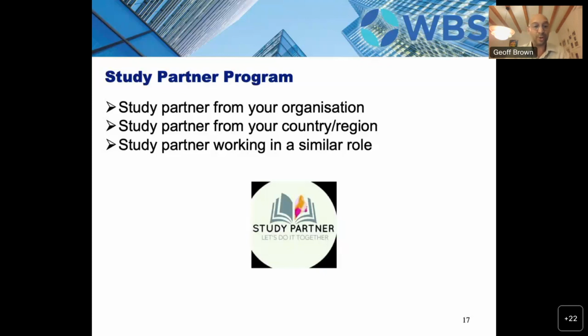On the other side of the coin, if you enroll onto the program and you're looking to study with somebody, and you haven't managed to find somebody yourself and you're looking to us to help you find somebody, then this is the reason why it's called the Study Partner Program. If there is somebody from your organization, or from your region, or somebody working in a similar role that is also enrolling on the program beginning in April, then we will happily introduce you to one another, and that way you can go through the program together.